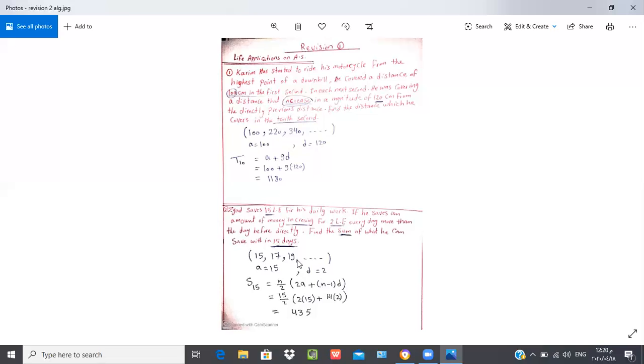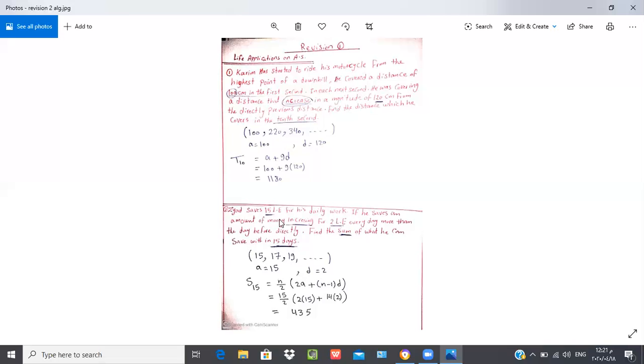We will go to the next one. It differs a little bit. Ziad saves 15 pounds for each daily work. If he saves an amount of money increasing by 2 pounds every day, 2 pounds more than the day before directly. Find the sum. The sum. Here he asks you to find what, Jana? The sum, not the 10th second or the 10th day. He asks you to find the sum of what he can save in 15 days.